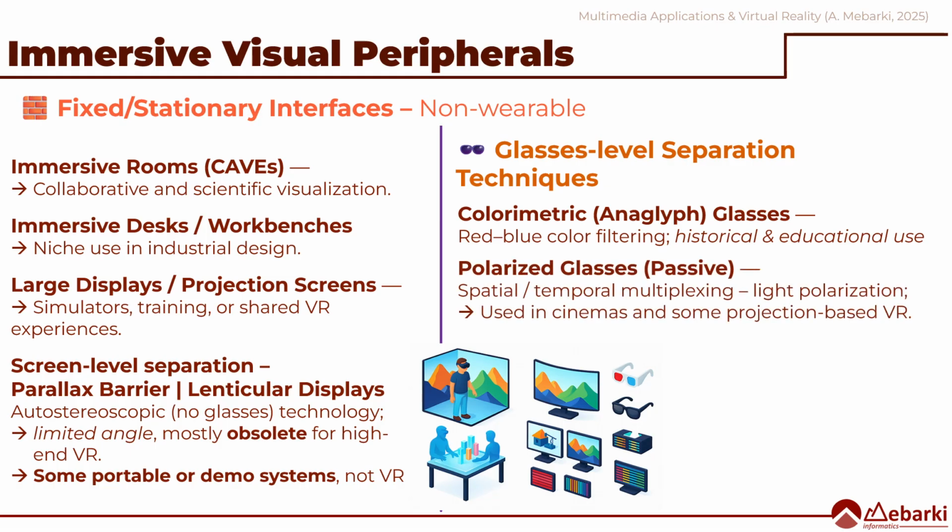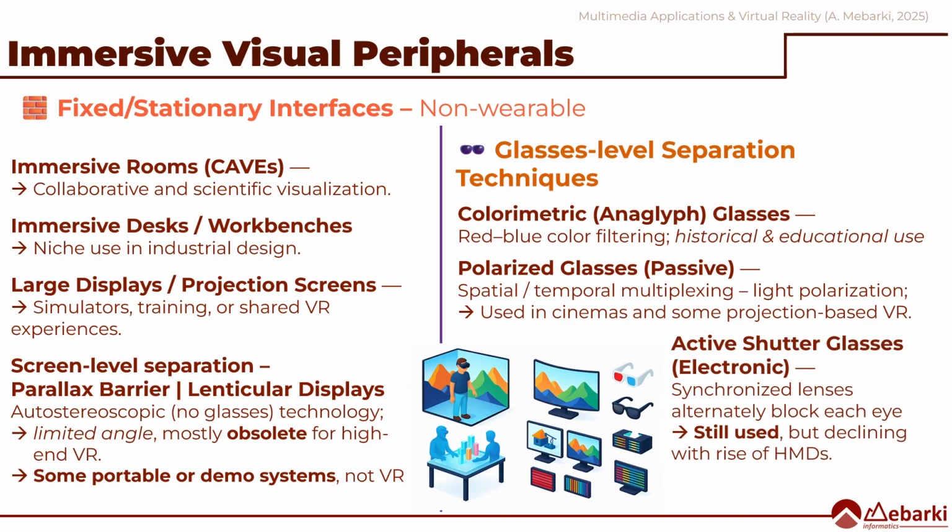Polarizing glasses, still widely used. Polarized systems use light waves oscillating in different planes. Projectors emit light with different polarization, and each lens passes only one orientation. This allows spatial or temporal multiplexing, making it common in cinemas and large VR setups, supporting multiple viewers at once.